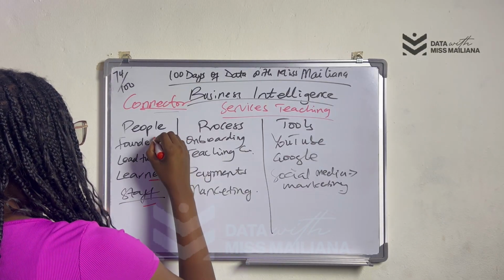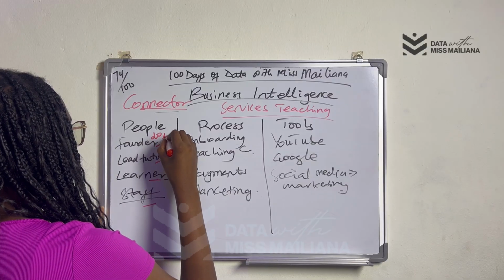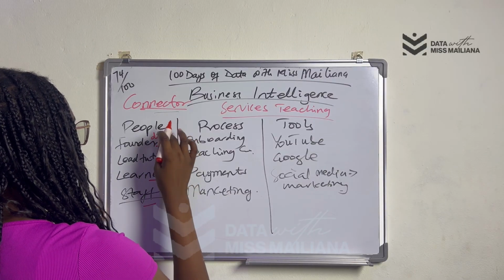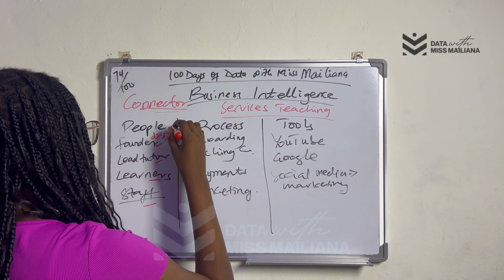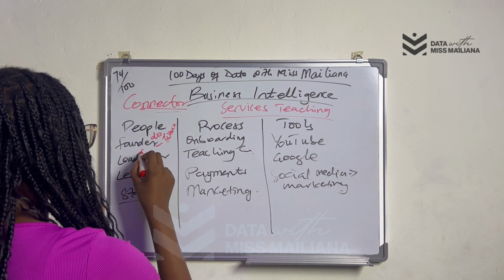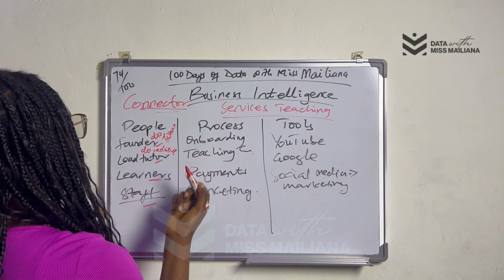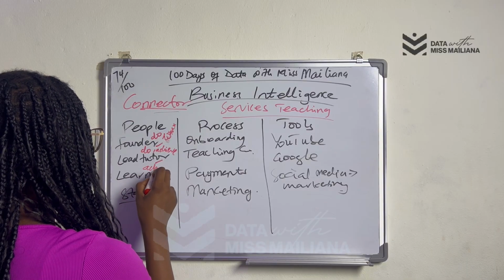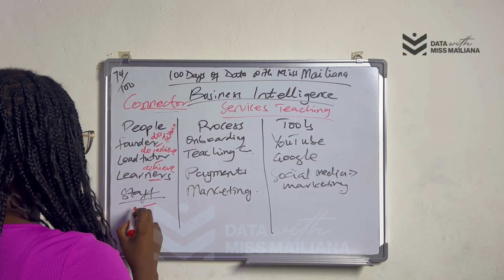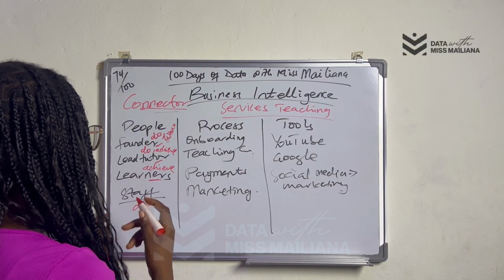So you talk about what the founder does and what they want. Okay, so it's a want. Lead is also to do and achieve, right? Learners is to achieve something, so that's why they came. The staff too is to do and achieve as well.